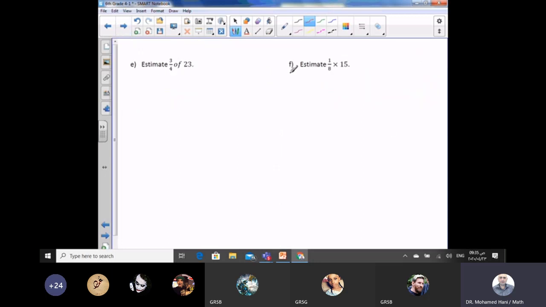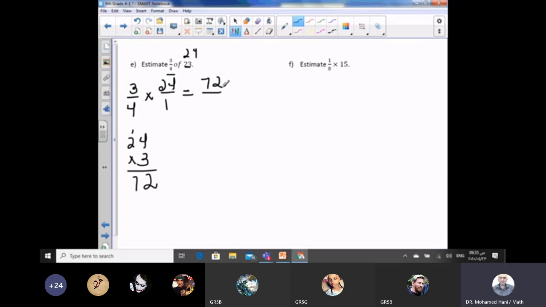Letter E. Estimate 3/4 of 23. A multiple of 4 that's closest to 23 is 24. So 3/4 times 24 and put it over 1. 24 times 3, I'm going to do off to the side here. 3 times 4 is 12, carry the 1. 3 times 2 is 6, plus 1 is 7, so 72. So our numerator is 72. Our denominator, 4 times 1 is 4.